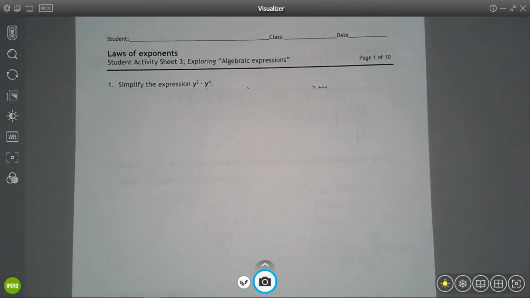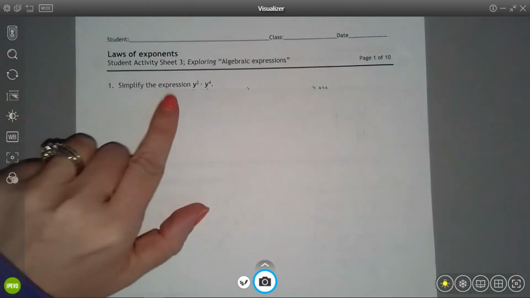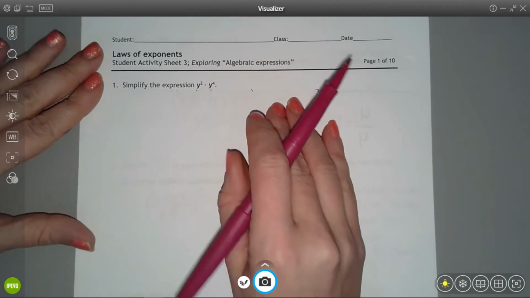Hey guys, finishing up laws of exponents here. This is student activity sheet 3, exploring algebraic expressions.